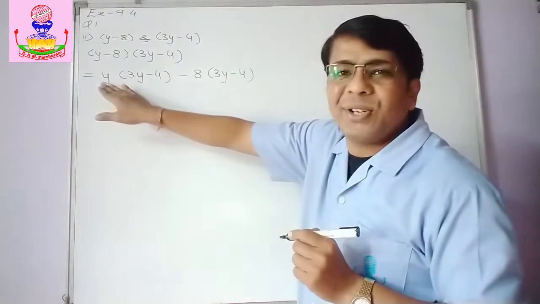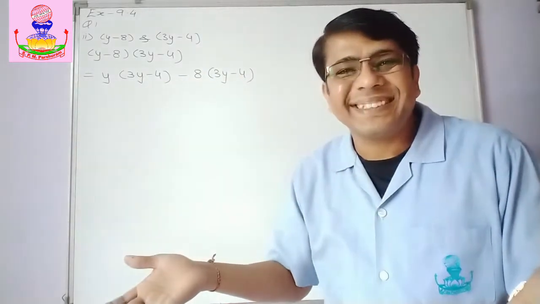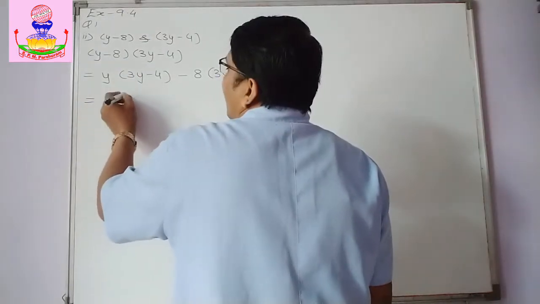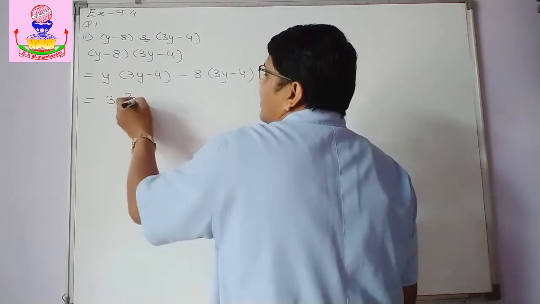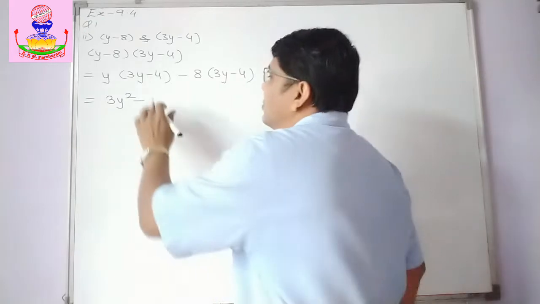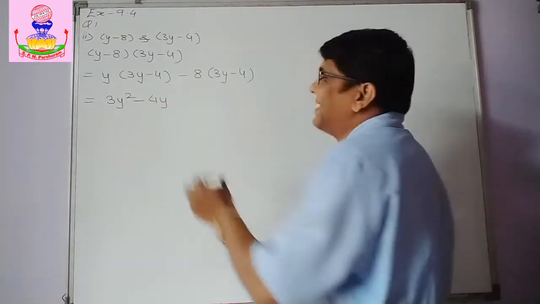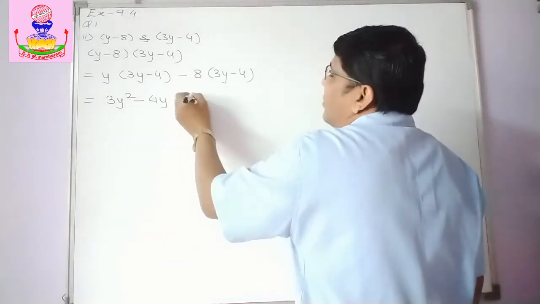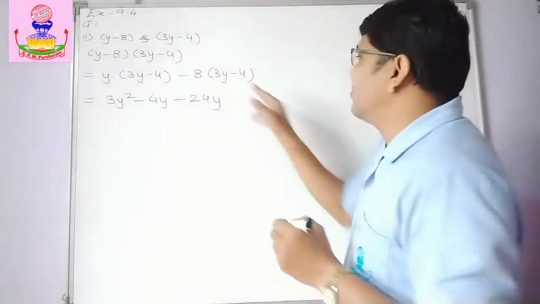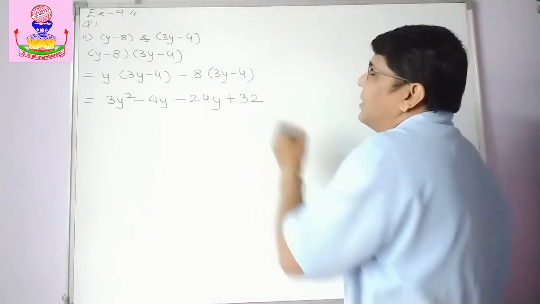Okay. Now this is what? Multiplication of monomial by binomial. Monomial by binomial. We know that. Right? So y into 3y. So 3y square plus into minus, minus. And y into 4. So 4y. Right? Then minus into plus, minus 8 3s are 24y. Right? Now minus into minus. Yes, plus 8 4s are 32.